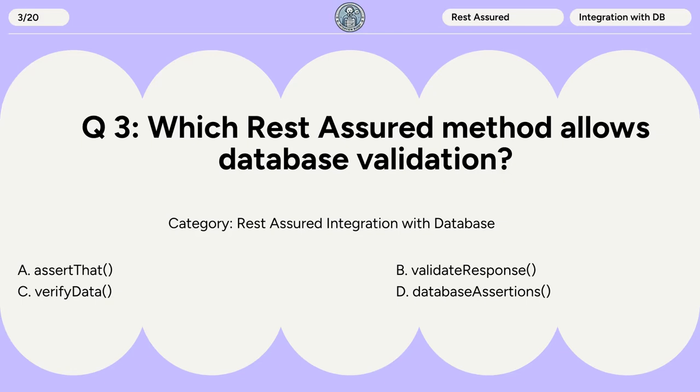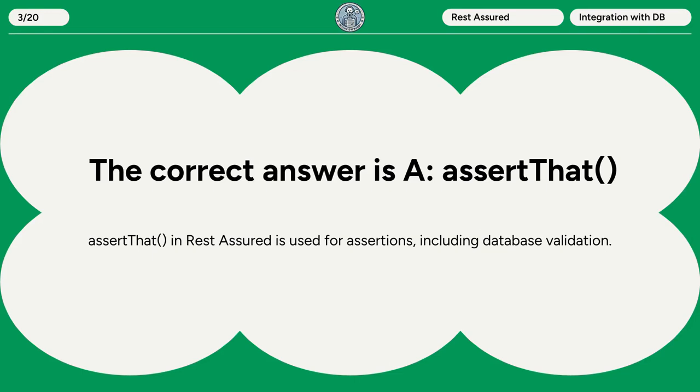Question 3. Which REST Assured method allows database validation? A. Assert that. B. Validate response. C. Verify data. D. Database assertions. The correct answer is A. Assert that. Assert that in REST Assured is used for assertions, including database validation.